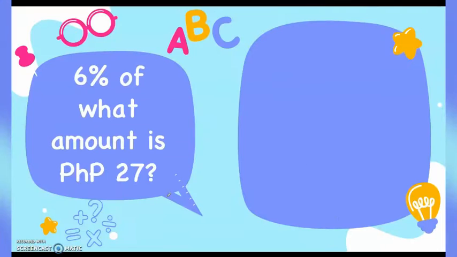Let's have more examples. 6% of what amount is 27 pesos? Let's identify what is the missing. So this 6% here is our rate. And our percentage is, after the word "is," 27. Therefore, our percentage is 27. And our missing here is the base, because after the word "of," it asks for what amount, and that is our base. So the formula for the base is B is equal to percentage over the rate. And our percentage is 27 divided by the rate.